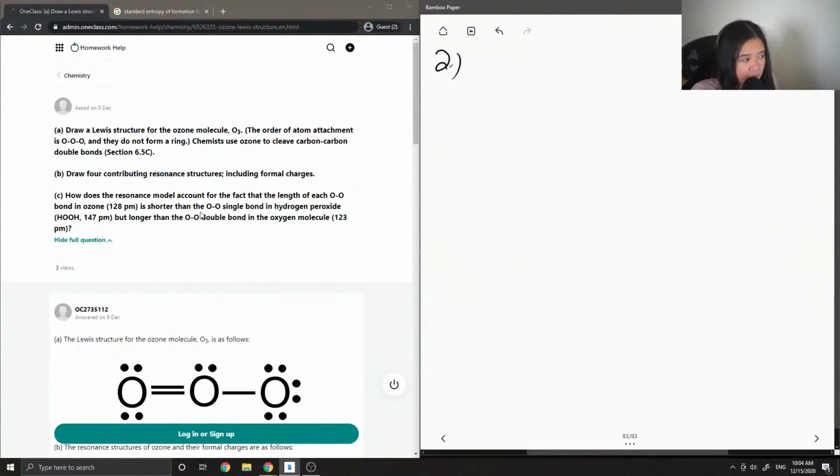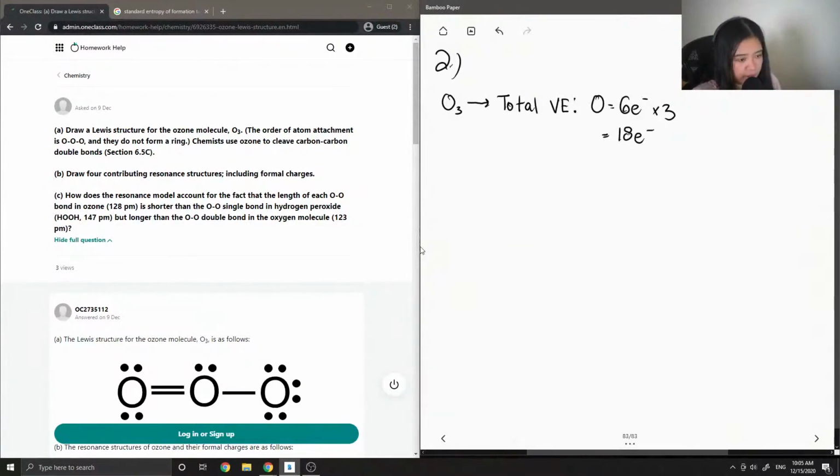Okay, so first let's draw the Lewis structure of ozone. When writing Lewis structures, I like to first find the total number of valence electrons in the molecule. So I'll just say total valence electrons. For one oxygen atom, there are 6 valence electrons, and since we have 3 of them in ozone, we multiply this value by 3. So this gives us a total number of valence electrons of 18.